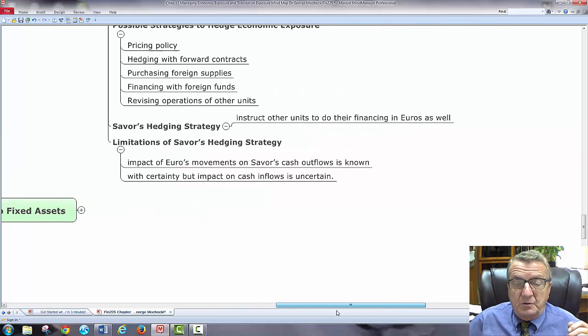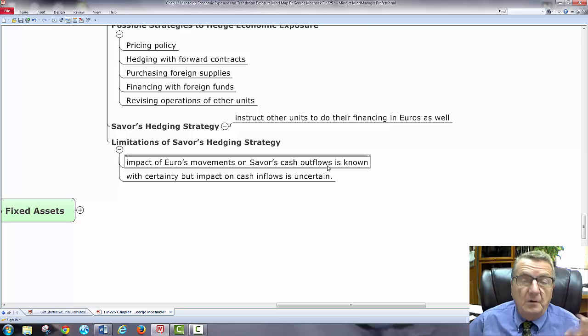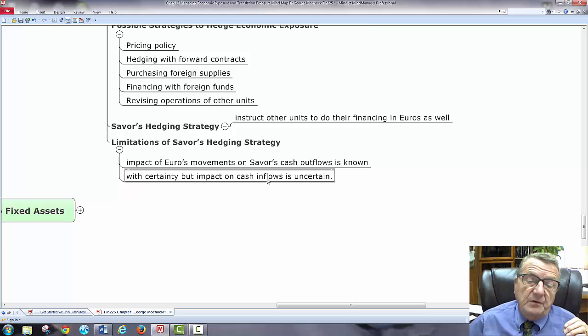The impact of the euro movement on service cash outflow is known. That could be a limitation, certainly, but the impact on inflows is uncertain. So you're going to make some assumptions. What I'm looking for is what assumptions you made and why you made them. Remember, we won't know until it actually happens. But what you're trying to do is give us your logical rationale, how you would approach minimizing any kind of fluctuation because of economic exposure.